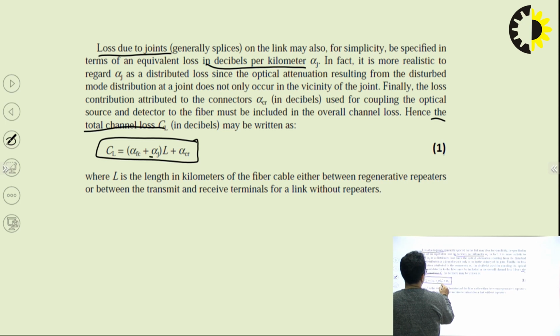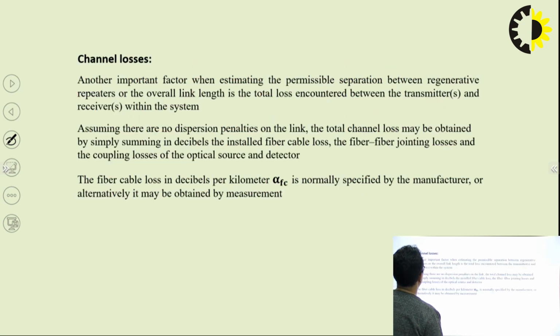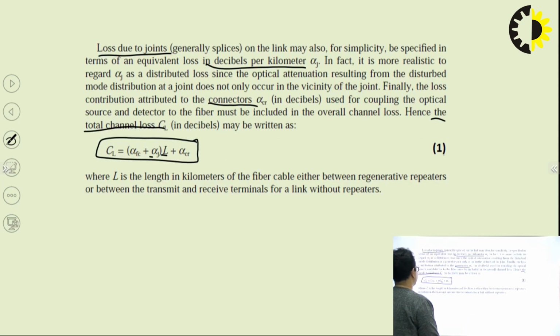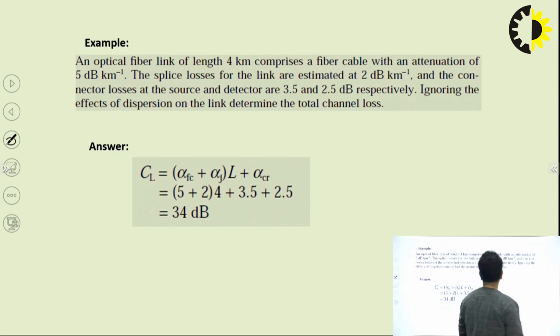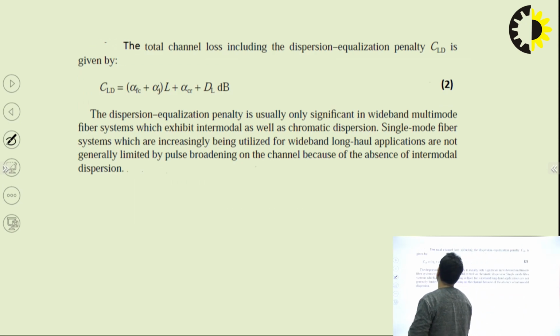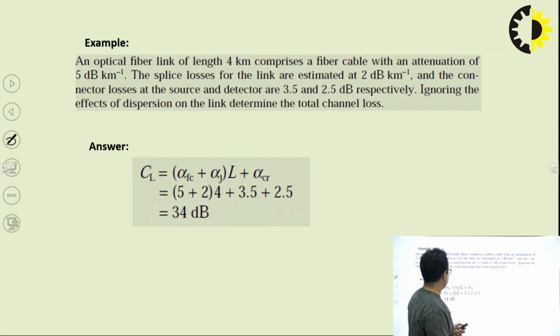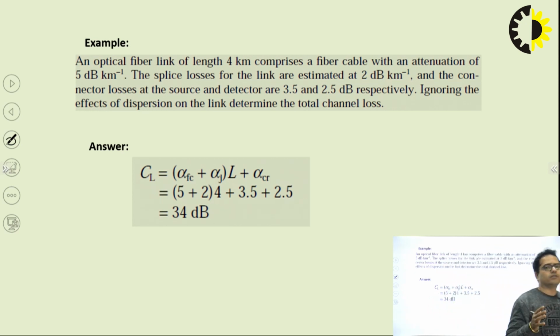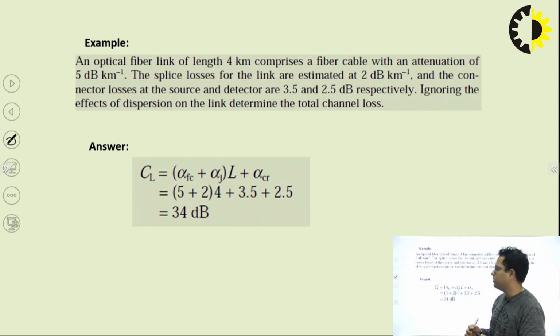And finally, L is the length of the fiber, and alpha CR is the attenuation that is happening at the connectors, and alpha C is the fiber cable loss per kilometer. So this is the formula that is going to give us the total channel loss, and this is the formula that we have to incorporate in concretizing our full formulas for calculating the power budget.